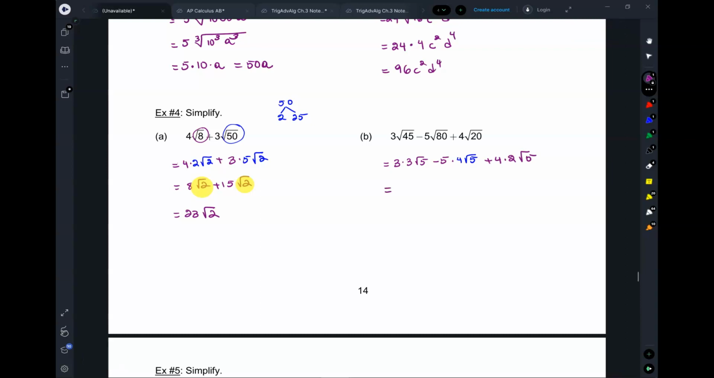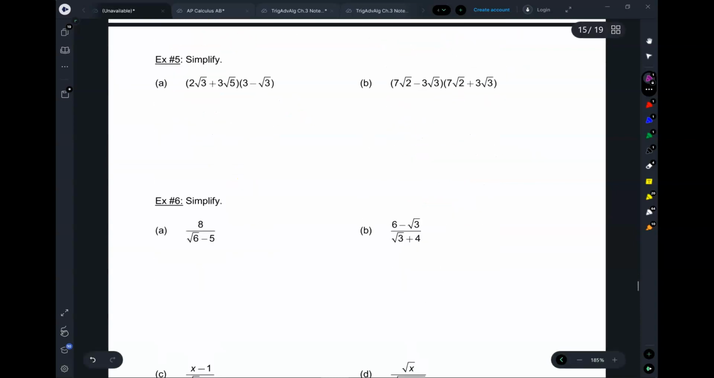Sometimes 2 of them are the same, but the other one isn't. 9 root 5 minus 20 root 5 plus 8 root 5. So 9 plus 8 is 17. Correct. Isn't that fun? Those are easier than the ones without in the section.